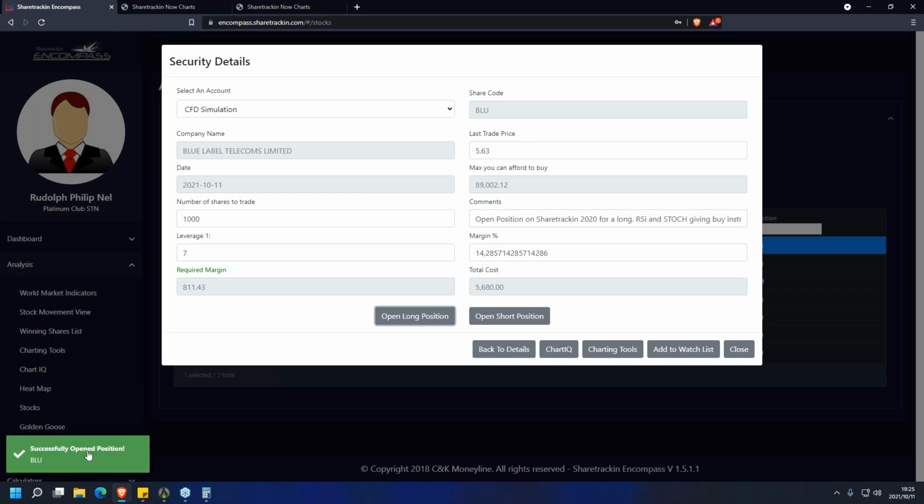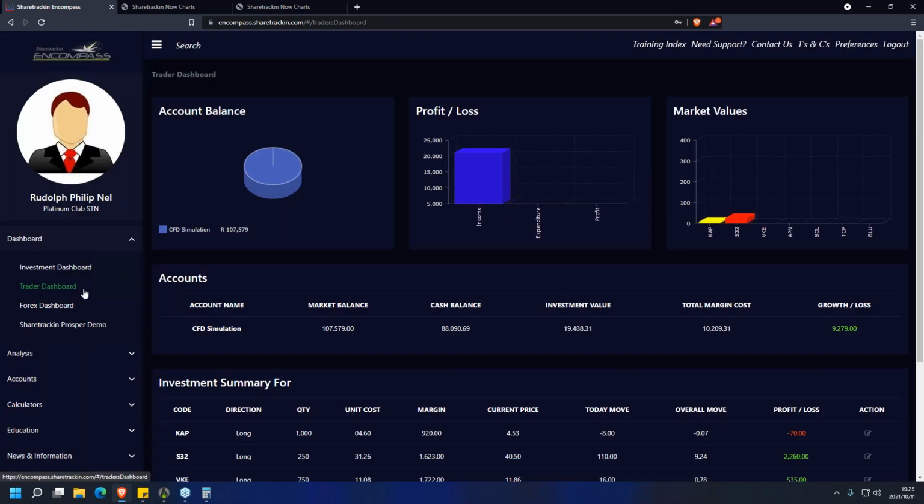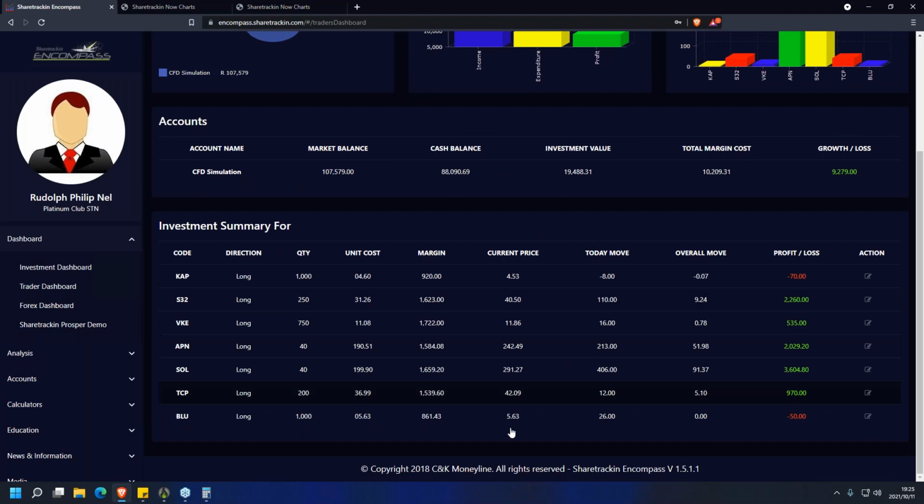So, successfully opened position. Now when I go to my dashboard and then my trader dashboard, if it eventually gets there. There we go, trader dashboard. Then we'll see that it bought the share at the bottom there. BLU long 1,000 on the quantity. Unit cost, that's what we paid per share. I'm not really paying per share. Remember, we paid 20% of the share price. The margin that we've invested is 861 Rand and 43 cents.